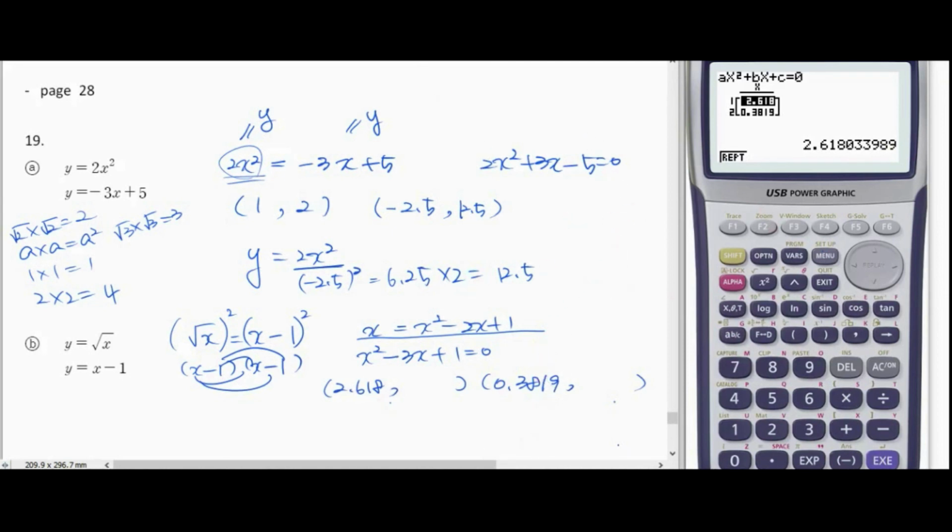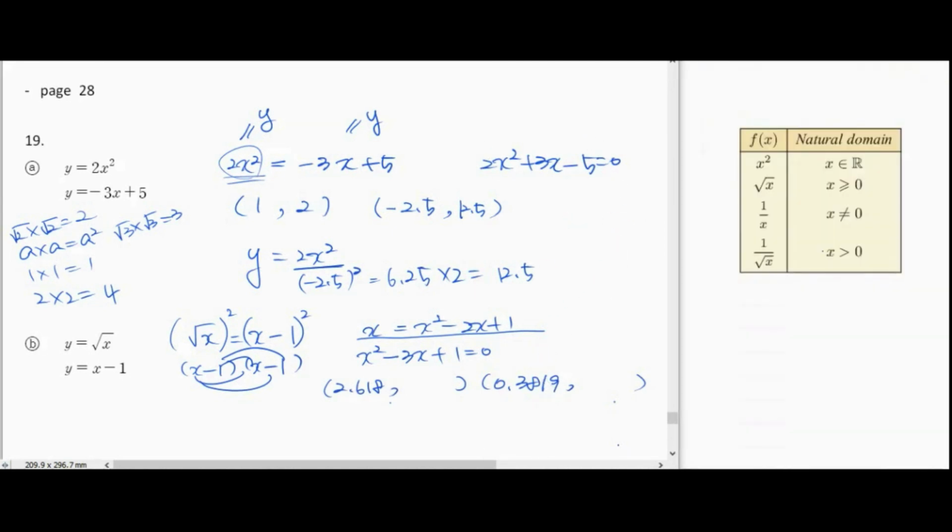But you should notice, when you look at this picture, there's natural domain, and we don't need to look for that right now. It's just about functions. But look at this one. When there's root x, the domain of x is always bigger than or the same as 0. So it can be root 0, root 1, root 1000, but it can't be root negative 1.